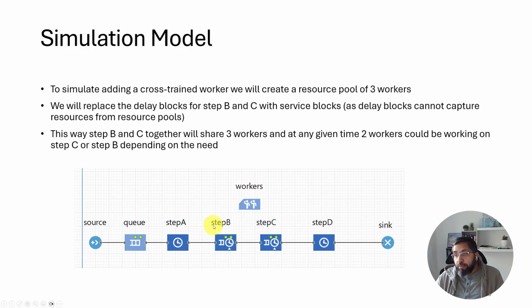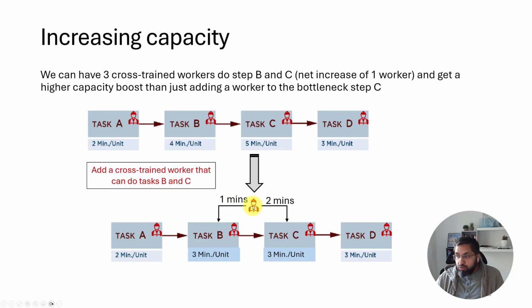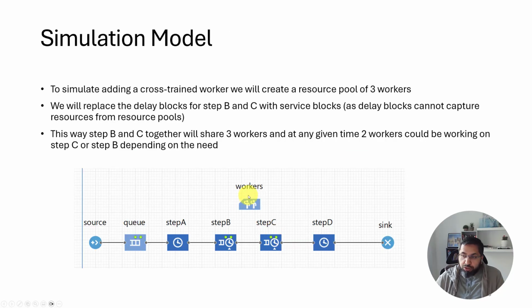Okay, and so we are not going to do this where this 1 worker moves here. We're going to do something equivalent. We're going to have 3 workers in a pool, and task B will get 1 or 2 of those workers at any given moment, and the task C will get 1 or 2 workers at any given moment. Obviously, if task C is using 2 workers, task B will get 1. If task B is using 2, task C will get 1, and that will switch around. Okay, so we create this workers resource pool and we set its capacity to 3.